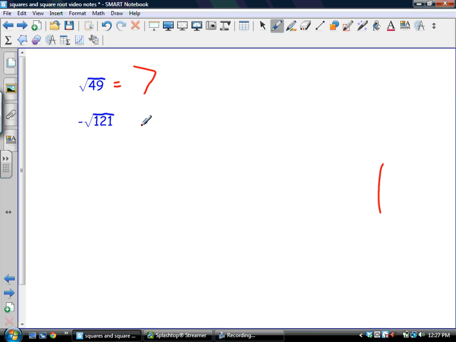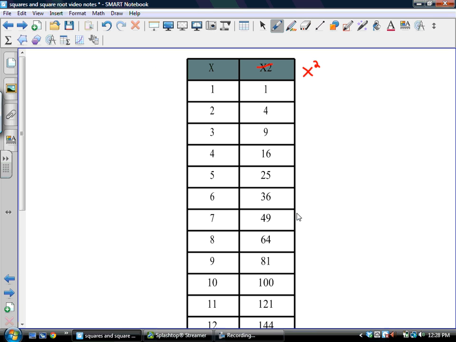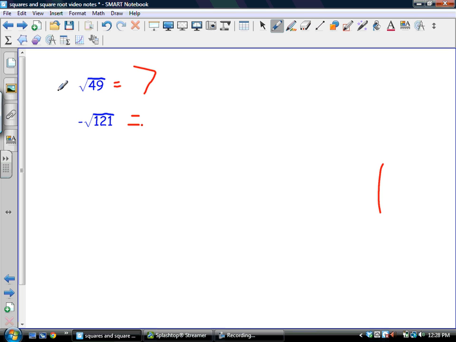Now if they want us to give the negative answer, what they'll do is put a negative sign out front. That means give the negative square root of 121. If you don't know what that is off the top of your head, for right now you can go back until you have these memorized and look at your chart. Here's 121. It came from squaring 11, so the square root of 121 is 11. So if they want the negative square root of 121, that's going to be negative 11. Pretty easy. Okay?